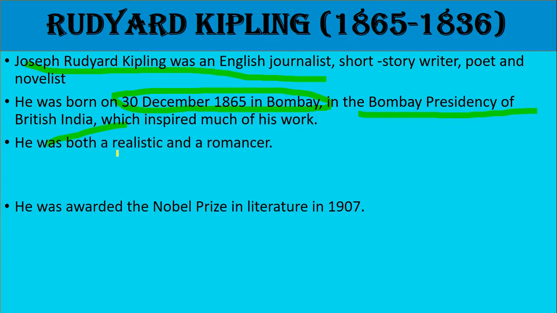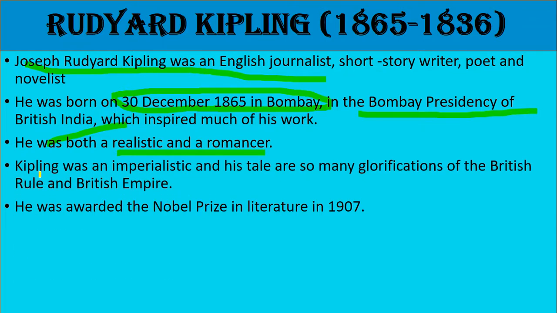See, he was both a realist and a romancer. Kipling was an imperialist, and his tales are so many glorifications of British rule and the British Empire. He was awarded the Nobel Prize in Literature in 1907. He was the first author to get the Nobel Prize for Literature in the English language.